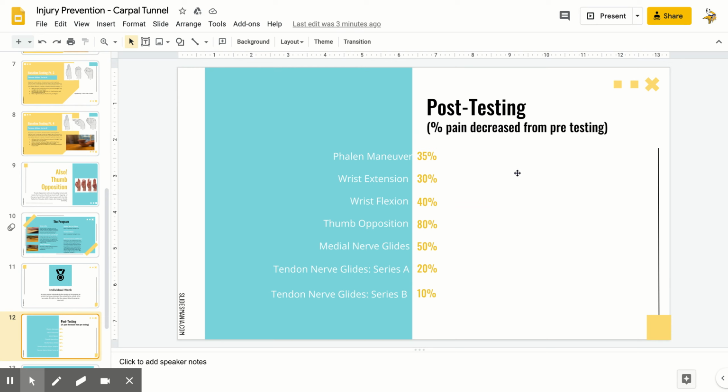The post-testing was measured in percent pain decrease from pre-testing. For the Phalen maneuver, the pain was decreased by 35%, wrist extension by 30%, wrist flexion by 40%, thumb opposition by 80%, median nerve glides by 50%, tendon glide series A by 20%, and tendon glide series B by 10%.